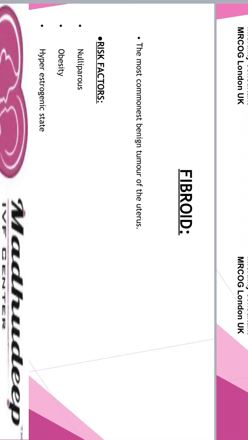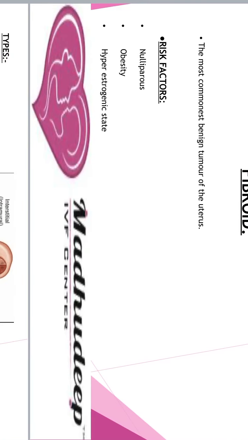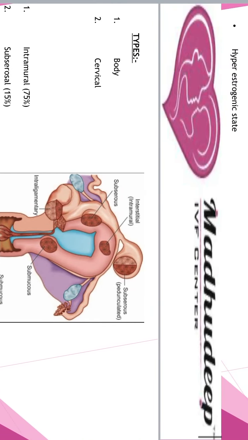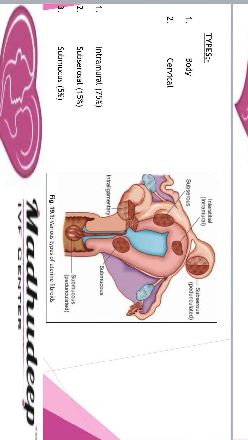Common benign tumor of the uterus. It is mainly seen in nulliparous women, obesity and hyperestrogenic conditions. Types. As we learned in anatomy, the uterus is divided into two parts, the body and the cervix. Now, the main three types of fibroid you should know are intramural, subserosal and submucous.